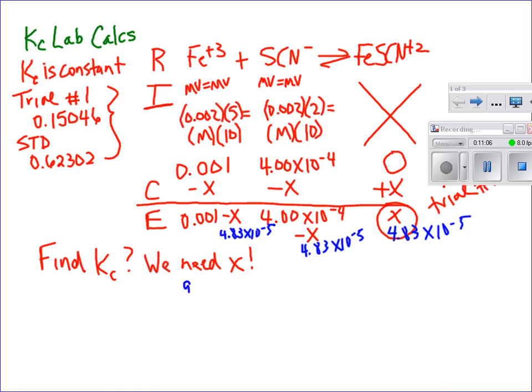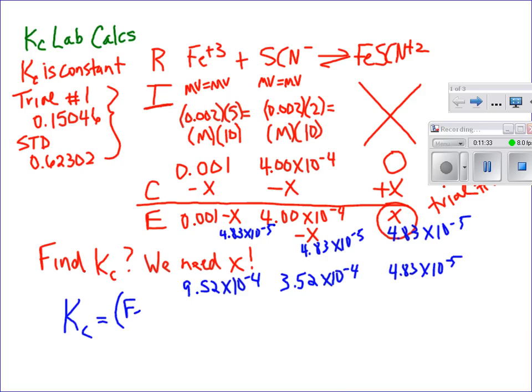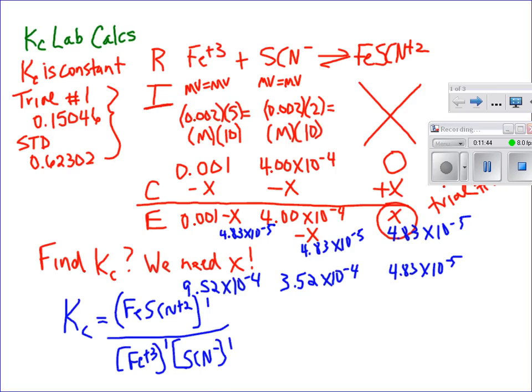When I do the math here, I get 9.52 times 10 to the negative fourth for my concentration of iron plus 3. I get 3.52 times 10 to the negative fourth for my concentration of the thiocyanate, and I get 4.83 times 10 to the negative fifth for my concentration of my iron thiocyanate complex. So to solve for K, I just do my unsubstituted expression, FeSCN plus 2 raised to the first divided by Fe plus 3 to the first times SCN minus to the first.